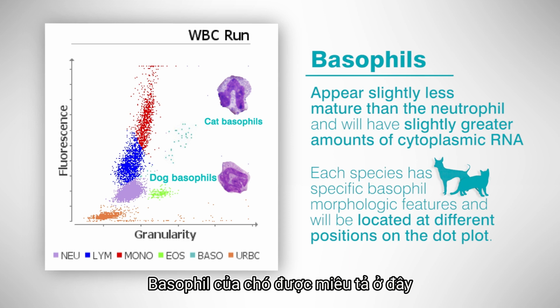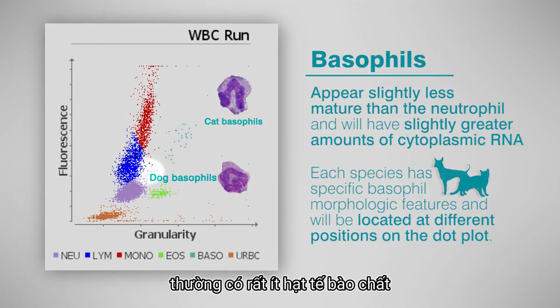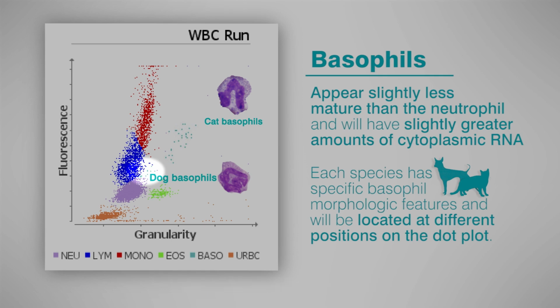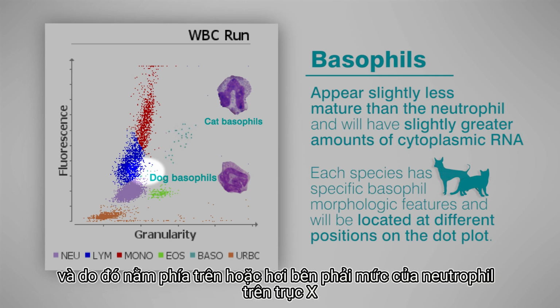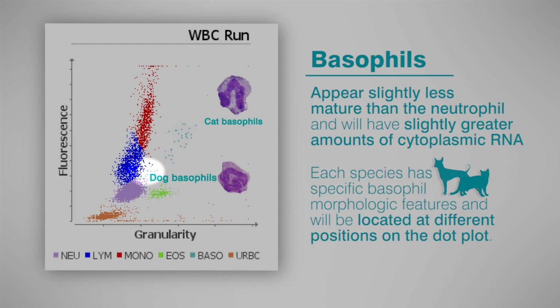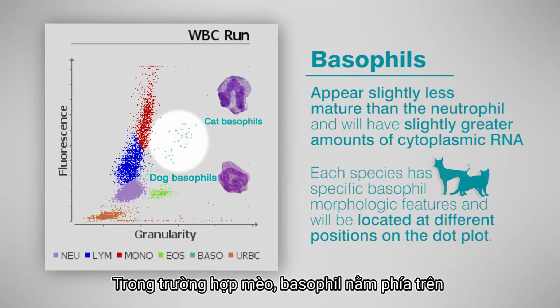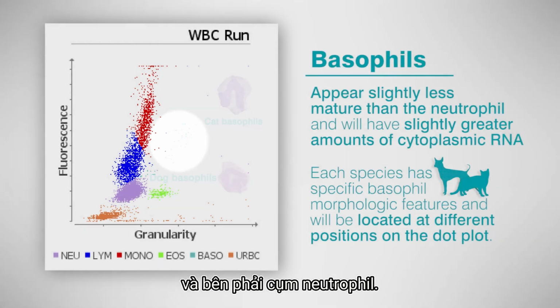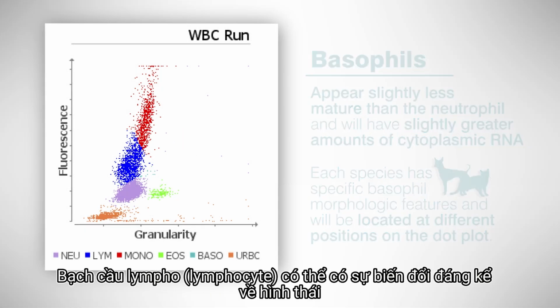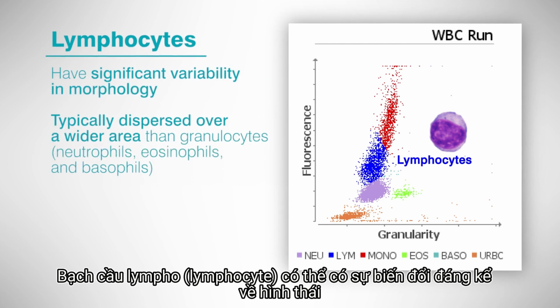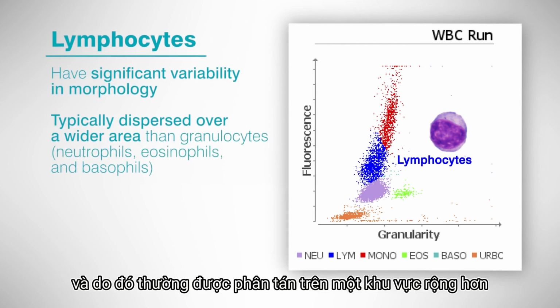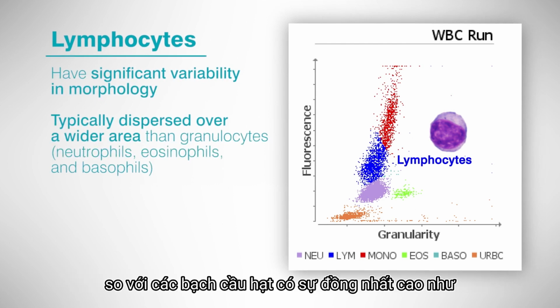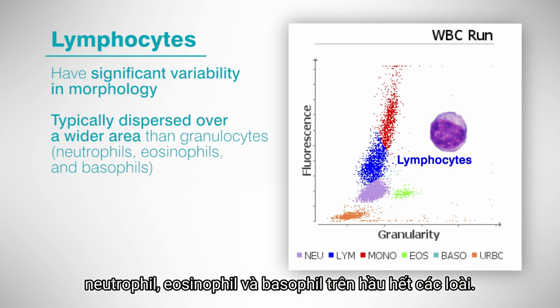Each species has specific basophil morphologic features and will be located at different positions on the dot plot. The canine basophil depicted here typically has very few cytoplasmic granules and is therefore located above or slightly to the right of the level of the neutrophil on the x-axis. In the case of the cat, basophils are above and to the right of the neutrophil cluster. The lymphocytes may have significant variability in morphology and therefore are typically dispersed over a wider area than the extremely uniform granulocyte, neutrophils, eosinophils, and basophils populations in most species.